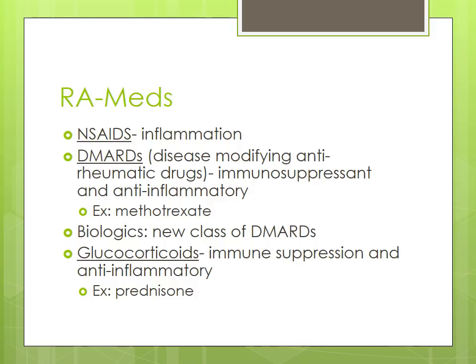So the first class are NSAIDs, and you know about NSAIDs already. These are to help reduce inflammation. They don't prevent the progression of the disease, but they can help to alleviate the pain and some of the swelling. Just remember that long-term use of NSAIDs can cause some GI distress and bleeding. It can also lead to impaired renal function. So one thing that we do to help protect the patient's stomach so they don't develop like a GI bleed is to use PPIs or H2 receptor blockers like ranitidine.